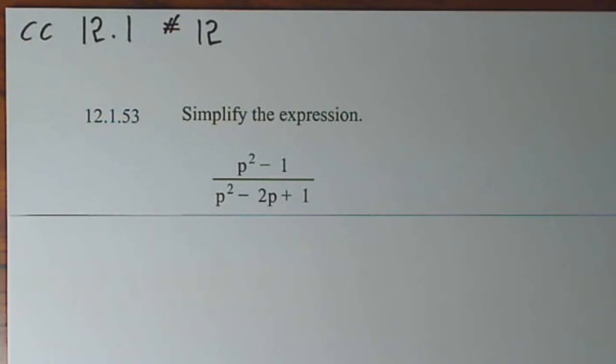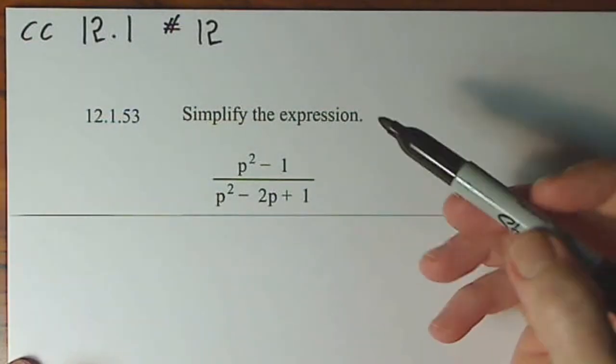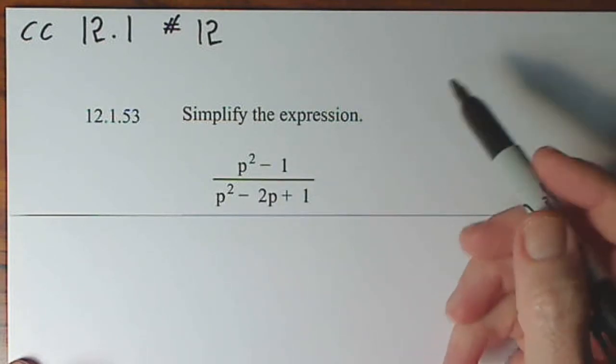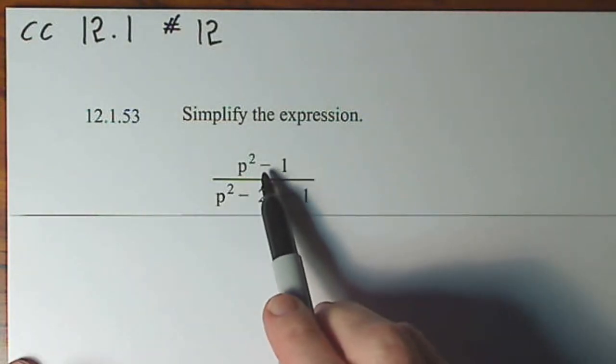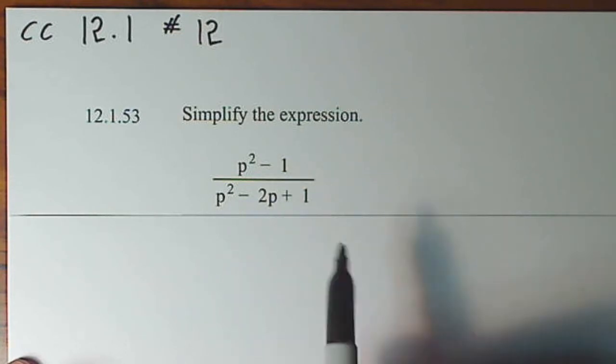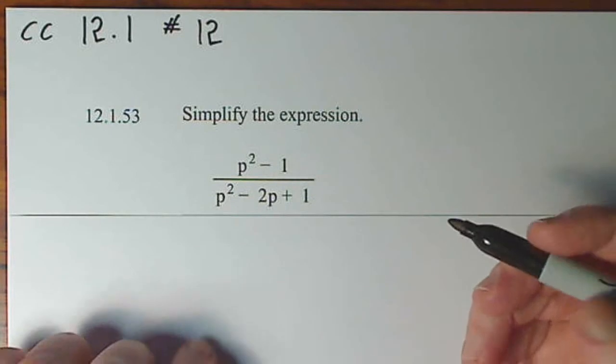We're asked to simplify this expression, and you might be tempted to just cancel p squared, but you cannot do that because p squared is being added or subtracted. So whenever you have terms being added or subtracted, you cannot simply cancel them.